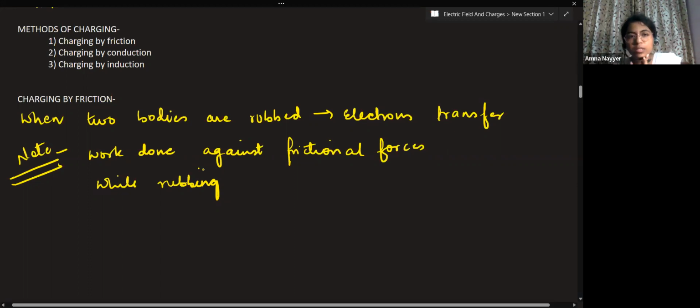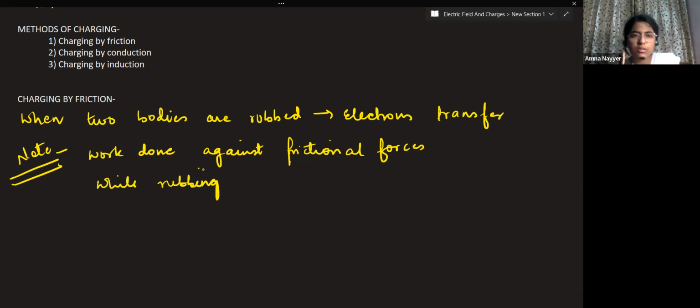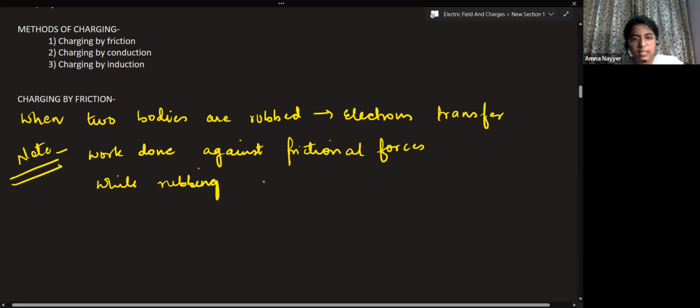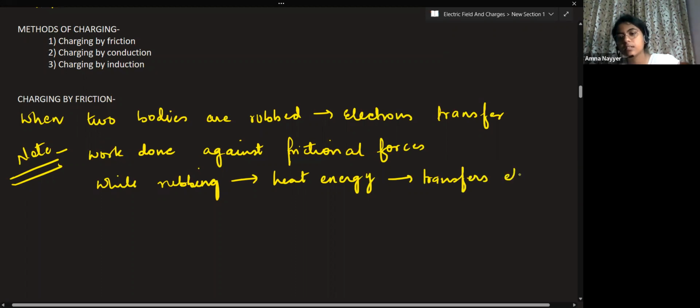In oscillations also, you must have studied damped and undamped oscillation in your previous class. So when we rub, heat energy gets lost because frictional forces are dissipative forces. So while rubbing, heat energy ultimately transfers electrons. The positively charged body loses electrons and its mass decreases. We have discussed this point as well.